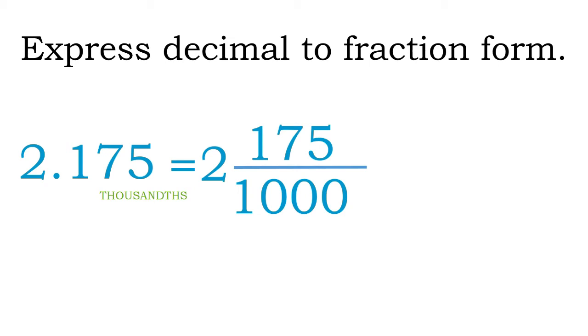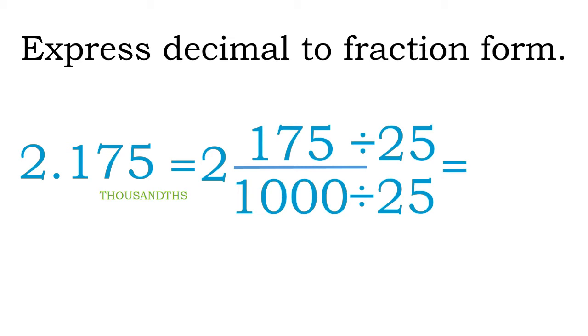Now, focus your attention on the fractional part. Check if it is in simplest form. Since 175 over 1000 is not yet in simplest form, look for its greatest common factor, which is 25. Divide both numerator and denominator by 25. But before writing the quotient, don't forget to copy the whole number, which is 2. 175 divided by 25 is 7. 1000 divided by 25 is 40. We now have the equivalent mixed fraction of 2.175, which is 2 and 7 over 40.